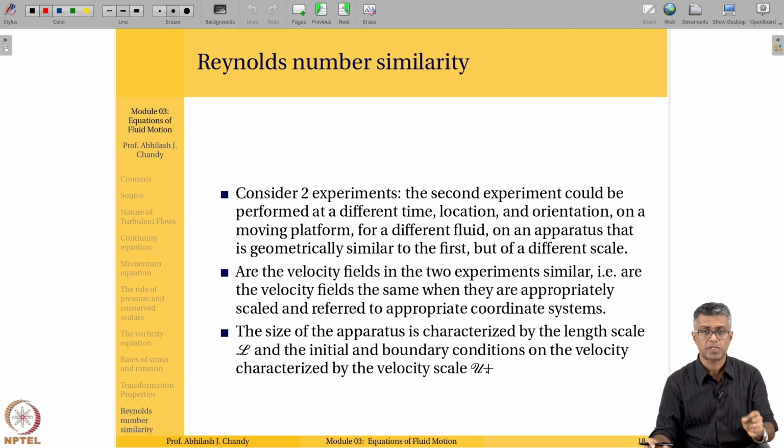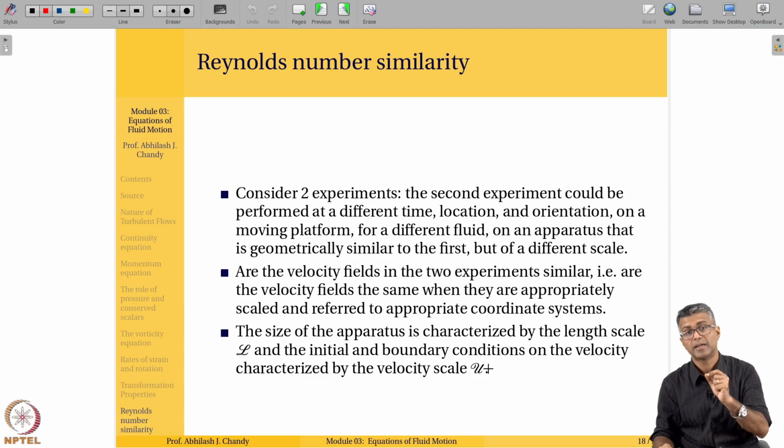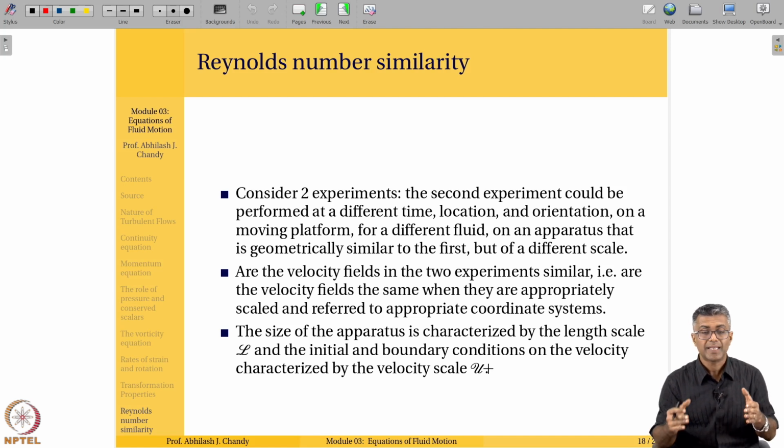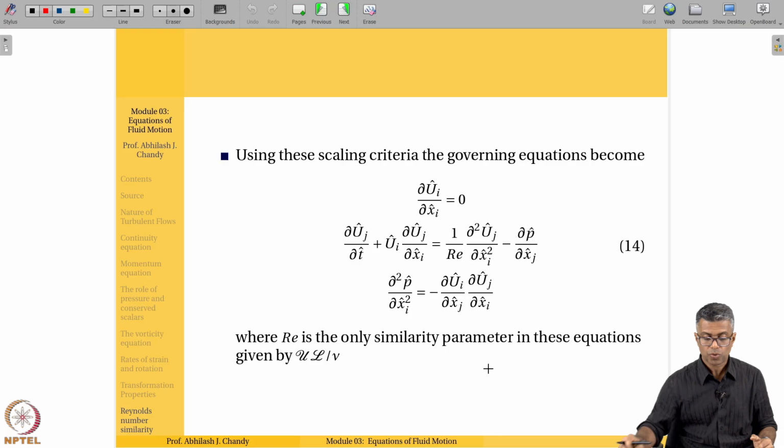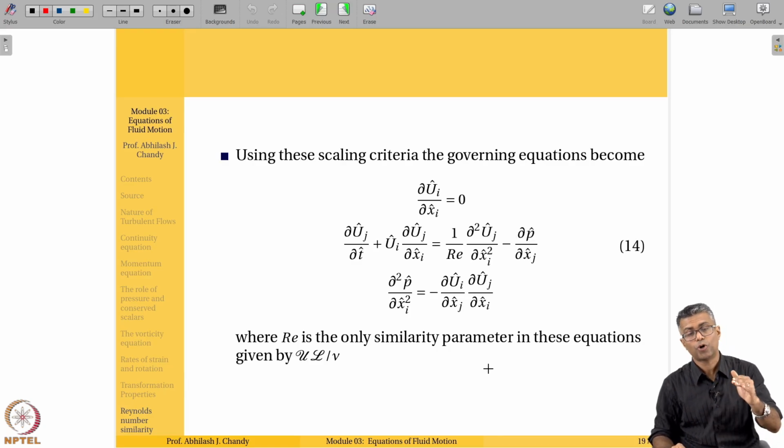In that case, the question you have to ask yourself is, are the velocity fields in the 2 experiments similar? Are the velocity fields the same if they are scaled appropriately and referred to appropriate coordinate systems? That is the question. So they can be identical if you scale it in the right way. What do I mean by scale it in the right way? So what I'll do is, I will non-dimensionalize the Navier-Stokes equations.